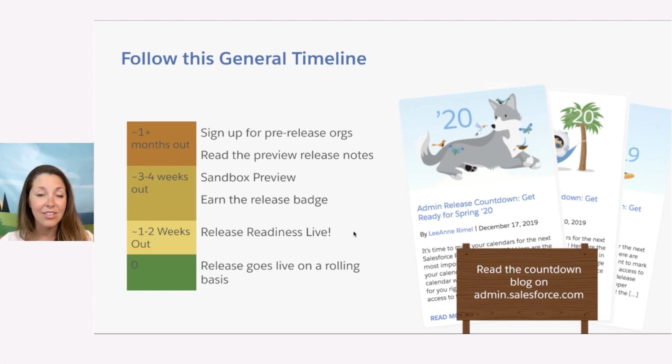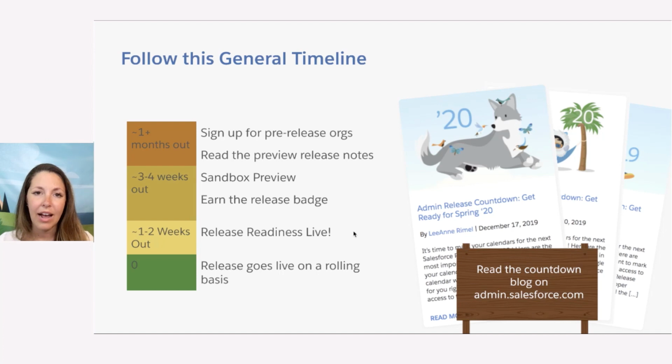So for every release, there's a Trailhead module, and that covers specific features that are being included in that release. Then usually about a week or two before the release comes to production, we have Release Readiness Live. So during Release Readiness Live, we have an admin preview and a developer preview that are going to touch base on lots of different features coming for admins and devs.